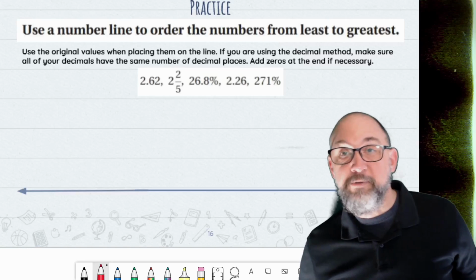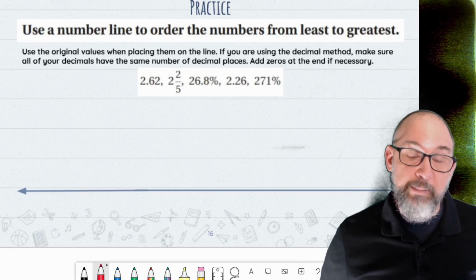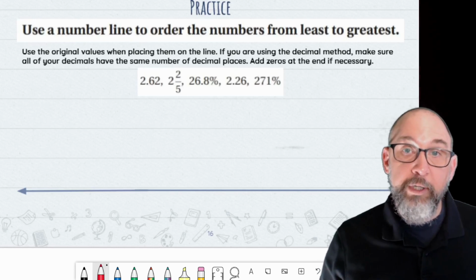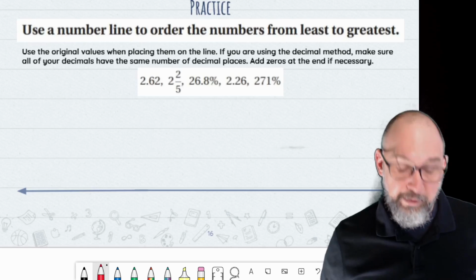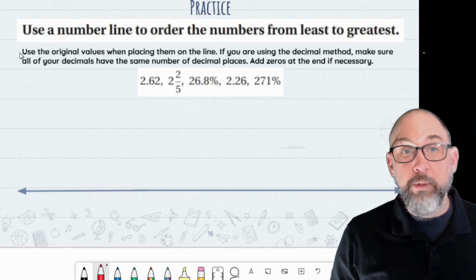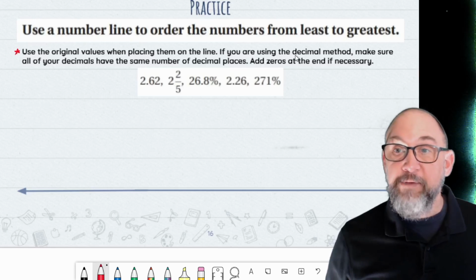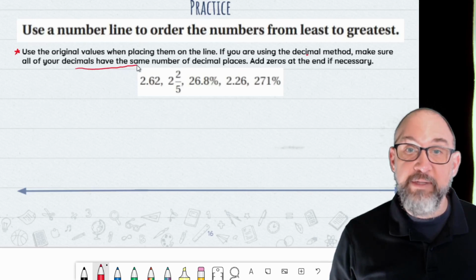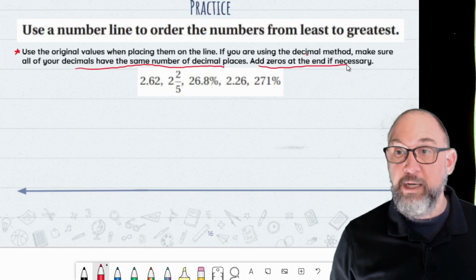Okay, so where we left off, there were like 2 more problems I think we have to do. So we did one ordering problem at the end of class on Friday. This is the one we didn't get to. So we're going to use a number line to order these numbers from least to greatest. Remember a couple things. 1, when you are ordering them, order the original values. And if you're going to use the decimal method, make sure that all of your decimals have the same number of decimal places. Add zeros at the end if necessary.